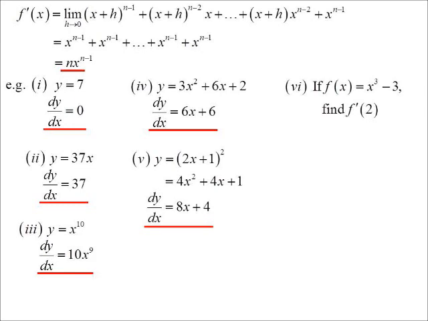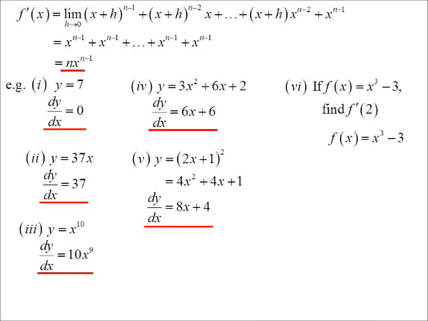If f(x) is x cubed minus 3, find f'(2). Be real careful with these ones. It's so easy to misread it and just think, oh, they're just asking me to find f(2) and substitute in 2. But if you see the dash there, no, they're asking for the gradient function.